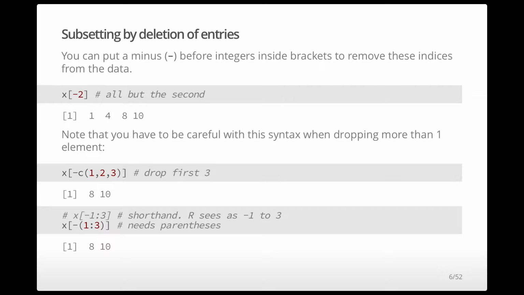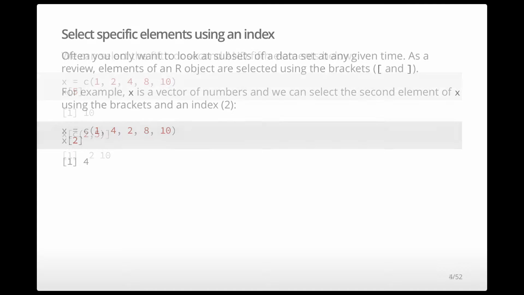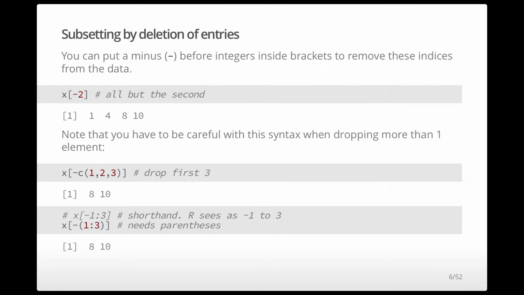So negative subsets do exist. You can do them. And what that does is instead of grabbing that element, it gives you that vector back, deleting that element. Okay? So if I say x negative 2, that means give me x back, every single element but the second one. Sorry, I think we switched those around. So this is 1, 2, 4, 8, and 10. 2 is the second element. I said take that one out. It removed it and gave me everything back.